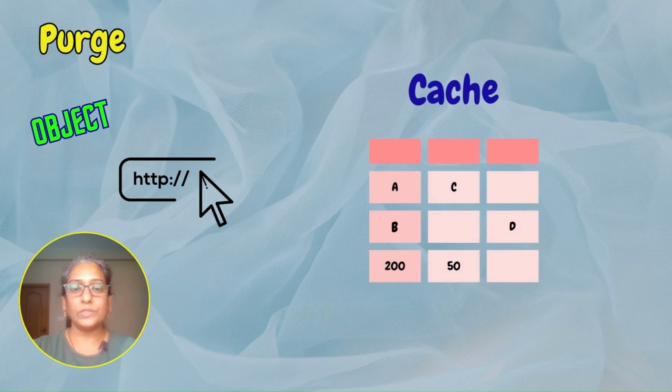It is typically used when there is a change or update to the content and the cached version is no longer valid. When a purge request arrives, the cached content is removed immediately, and the next request for the content will be served directly from the origin server.